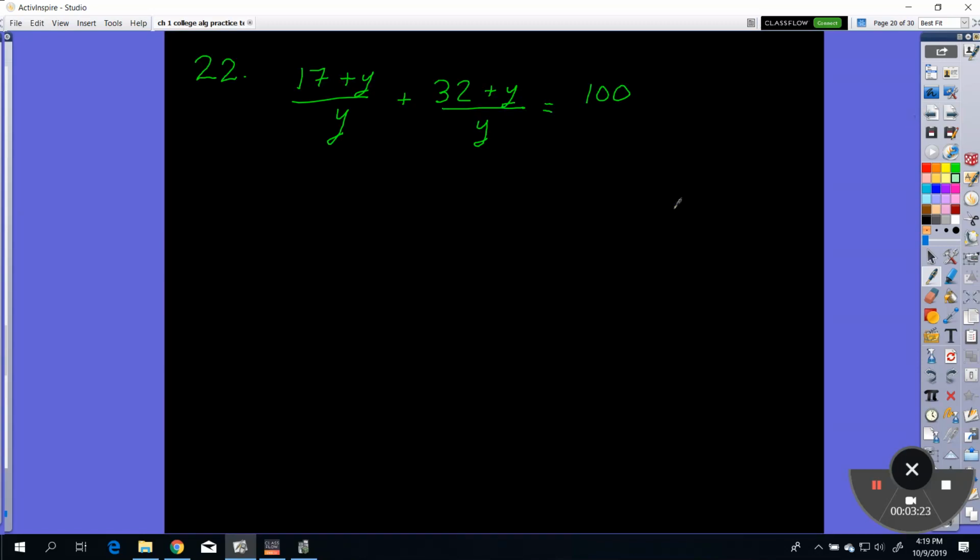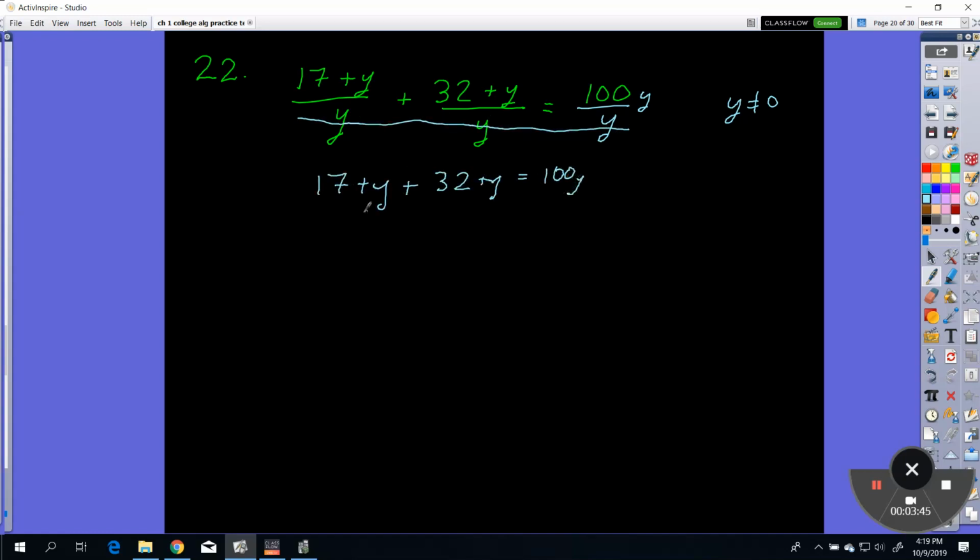So number 22, if I want to get this problem done without fractions, I'm going to multiply this by y on top and the bottom. So now I can get rid of the y's and just realize that y cannot equal 0. So I get rid of the denominator. So I have 17 plus y plus 32 plus y equals 100y.